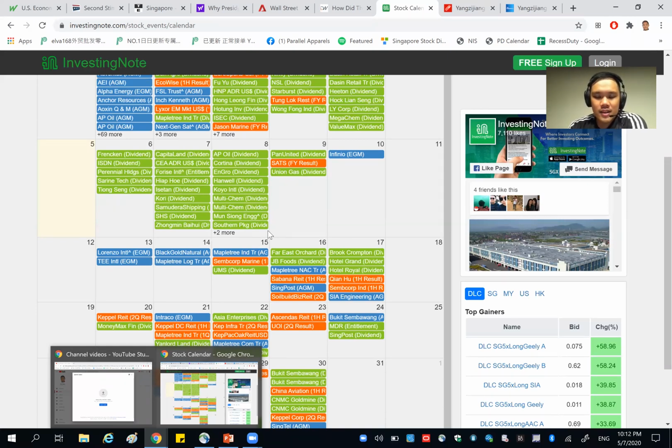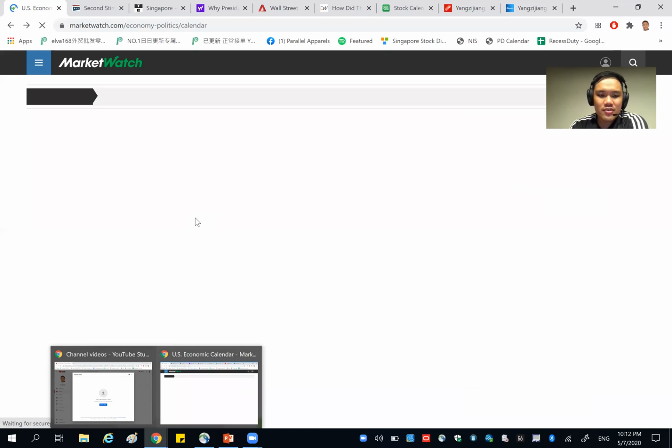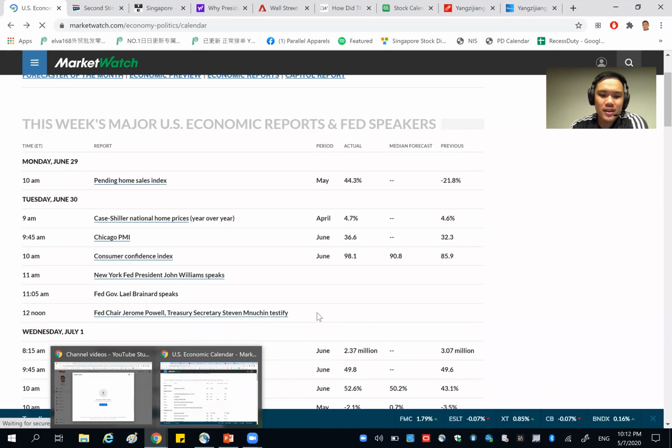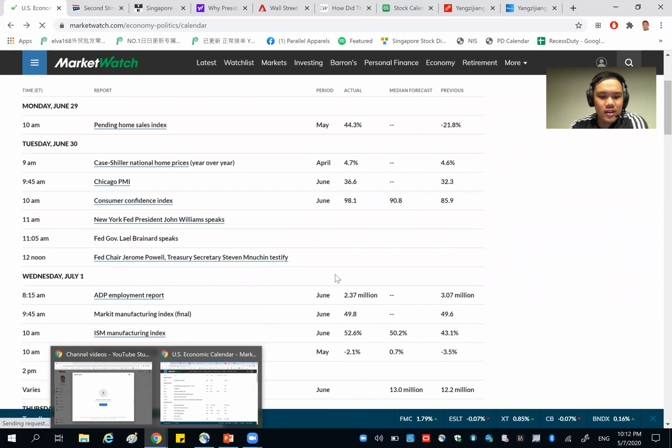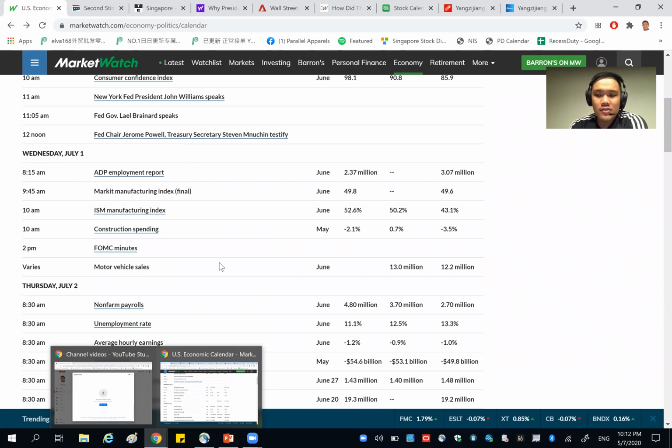Other than events happening in Singapore, as you know, we are heavily affected by major markets like the US. On Market Watch itself, there's an economic calendar for the US as well. Some of the interesting things I'll be looking out for will be things like conferences by the Fed chairman Jerome Powell or the Treasury Secretary Steven, or things like non-farm payrolls or the unemployment report. As you can see in the last few weeks, all these reports have made a major play in terms of how the US market moves.